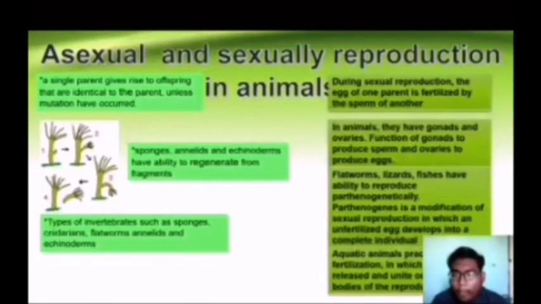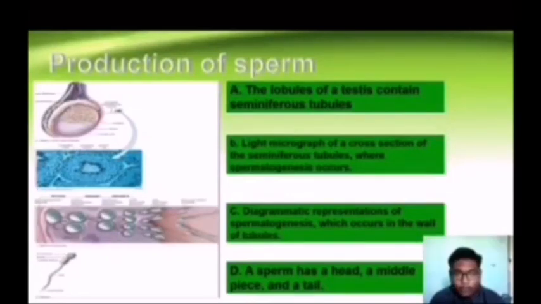Okay, aquatic animals practice fertilization in which they release eggs in the water for reproduction. Like the seahorse, the male keeps the eggs in its stomach. For the production of sperm, a lobule of the testis contains seminiferous tubules.